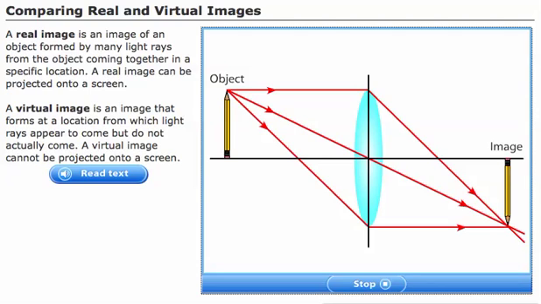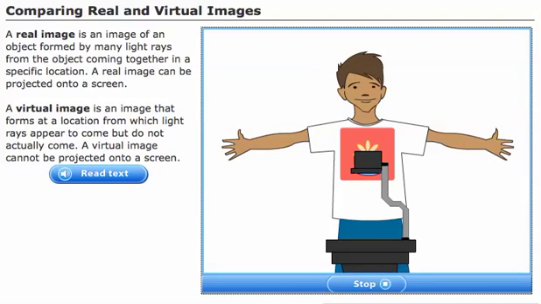In the situation shown here, a converging lens bends many different light rays from a point on the tip of the pencil so that they come together at a point in another location. If you place a reflecting surface at that location, you will see an image of the tip of the pencil. A real image forms when many rays of light from an object come together at a specific location. Real images are often upside down when compared to the object.